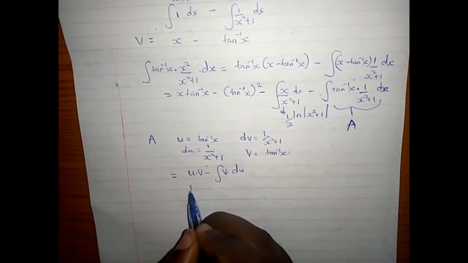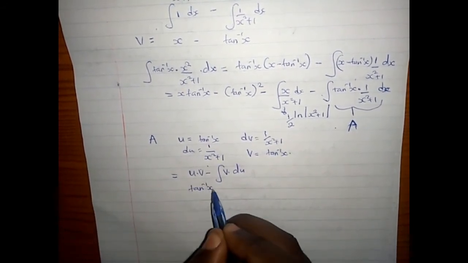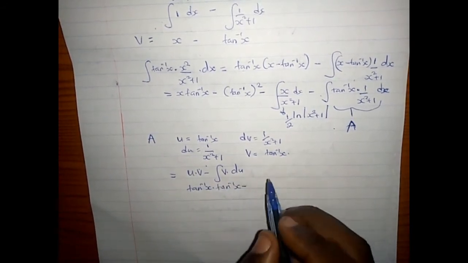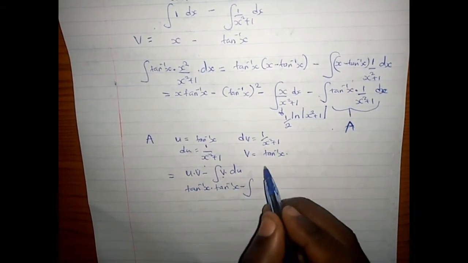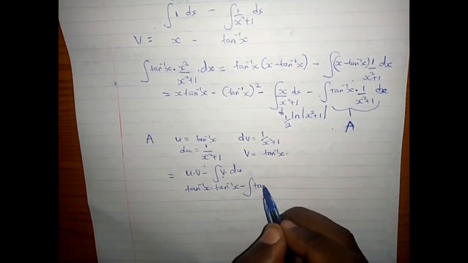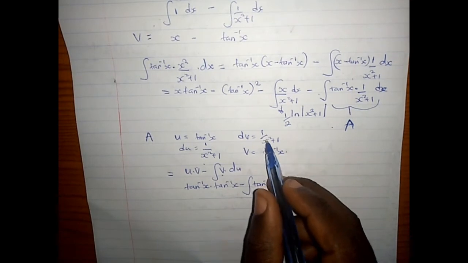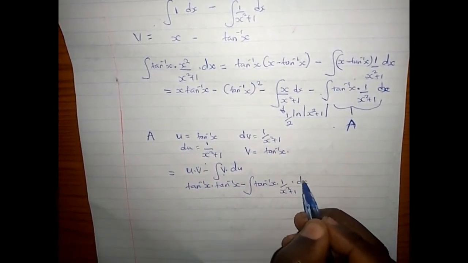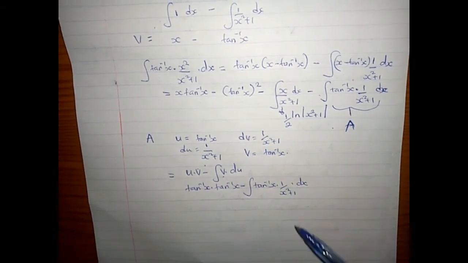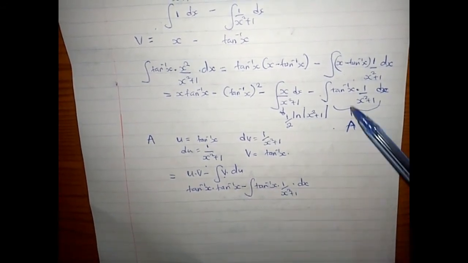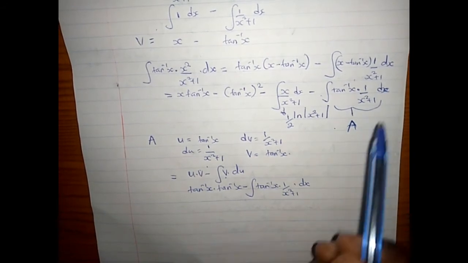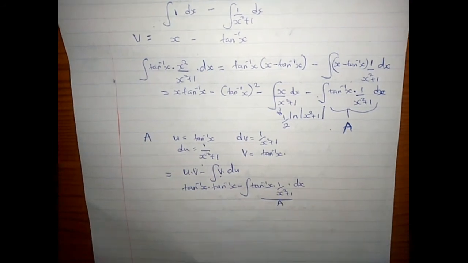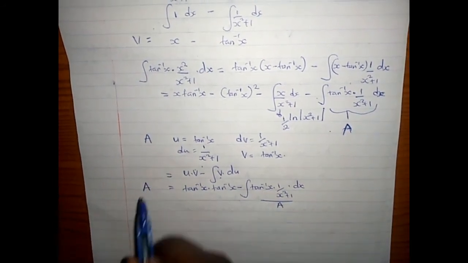So my u is tan inverse of x, my v is tan inverse of x, minus integral, my v is just tan inverse of x, then my du is 1 over x squared plus 1 dx. But you realize that this integral is the same as this. This one we labeled as a. That means this one is also a. But this one we are finding the integral of a.